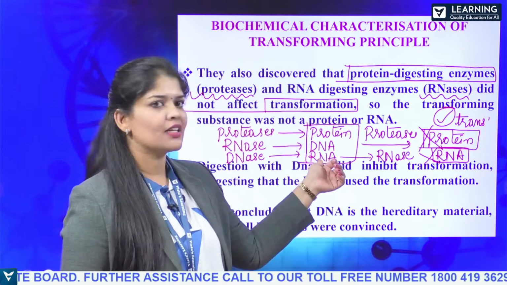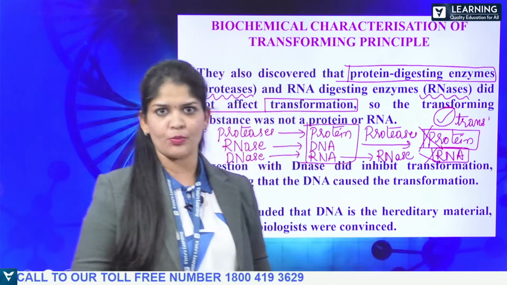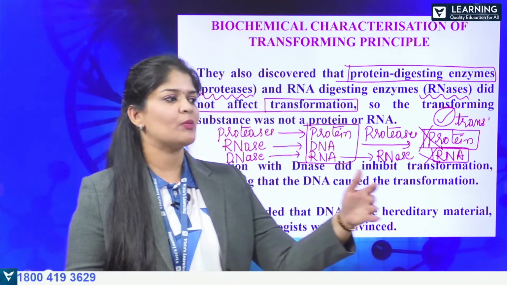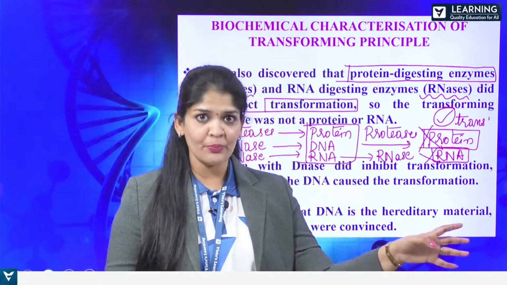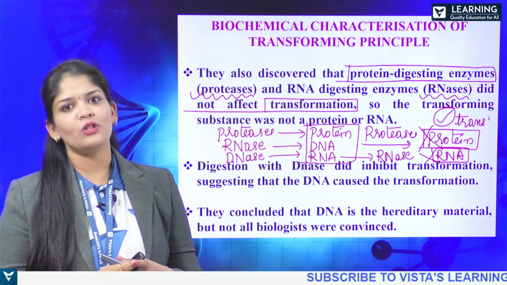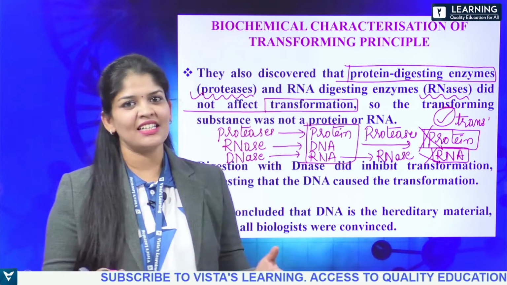Which is remaining? DNA. Now if DNases are provided, which break the DNA, then the transformation does not happen. That means for the transformation to happen, the presence of the DNA is important. Therefore, they came to the conclusion that genetic material is DNA.